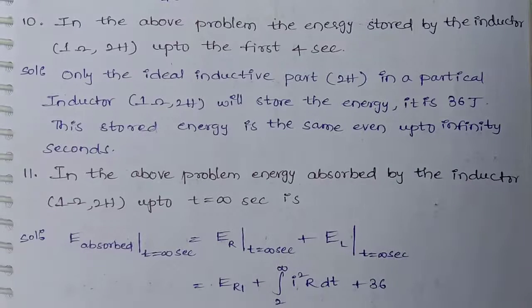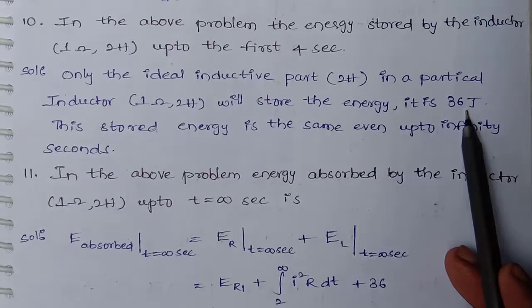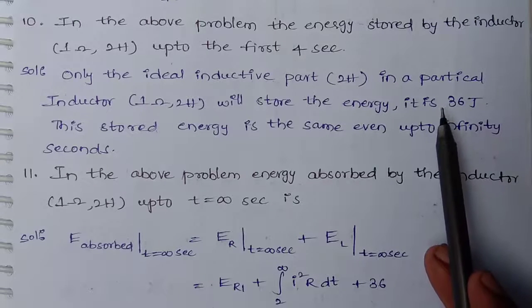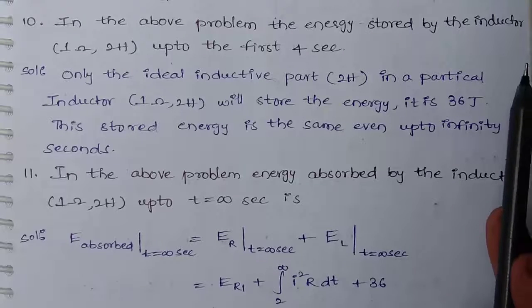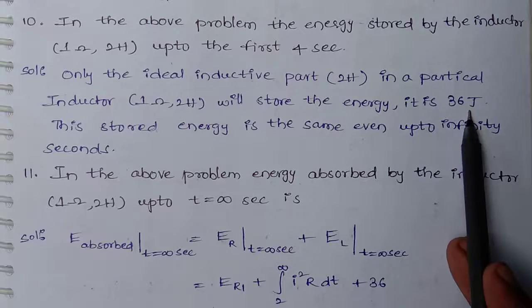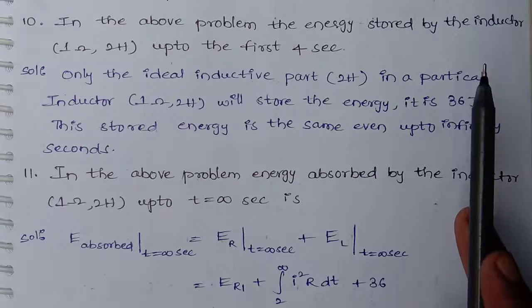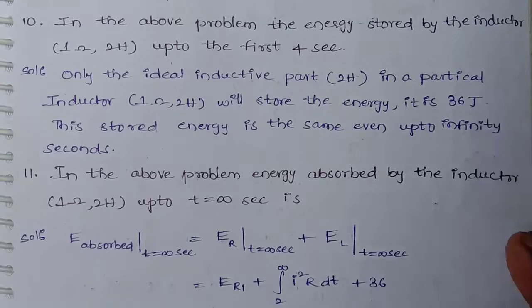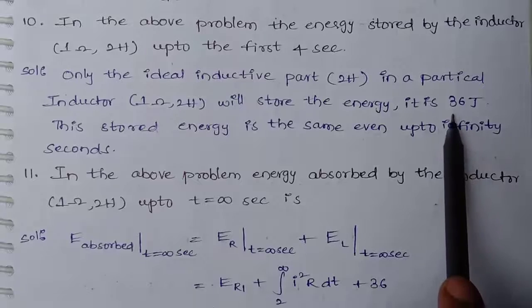Okay, the energy stored by the practical inductor, that means in the practical inductor, who is going to store the energy? The ideal inductive part is going to store the energy, that is 36 joules. We already calculated this value in the previous lecture, that is the energy absorbed by the ideal inductive part as 36 joules. Okay, the energy absorbed and the energy stored by the ideal inductive part is the same. Okay, understand? The energy stored and energy absorbed in the ideal inductive part is the same, that is 36 joules.